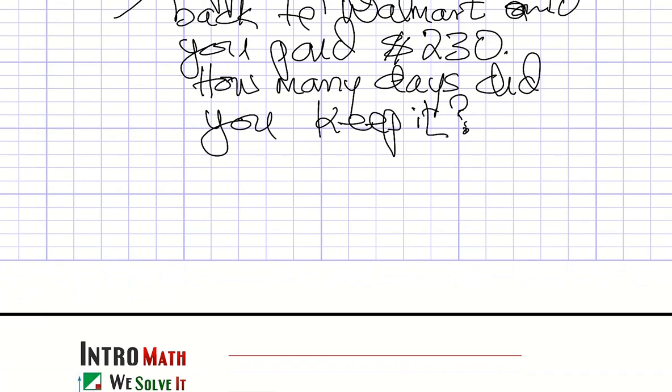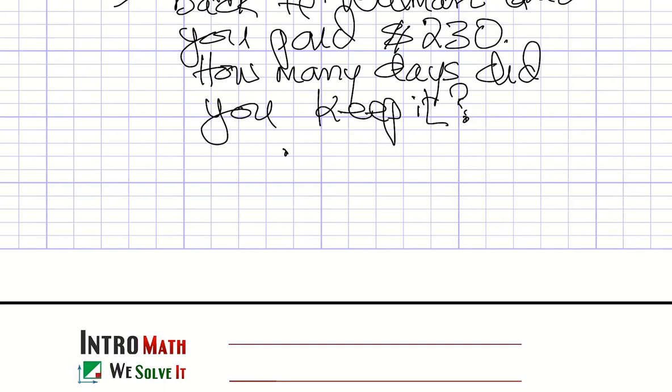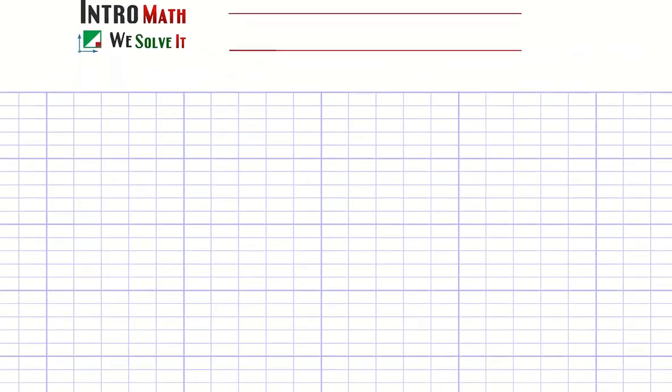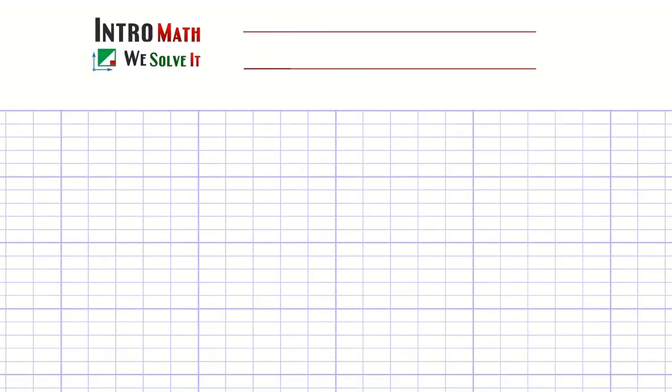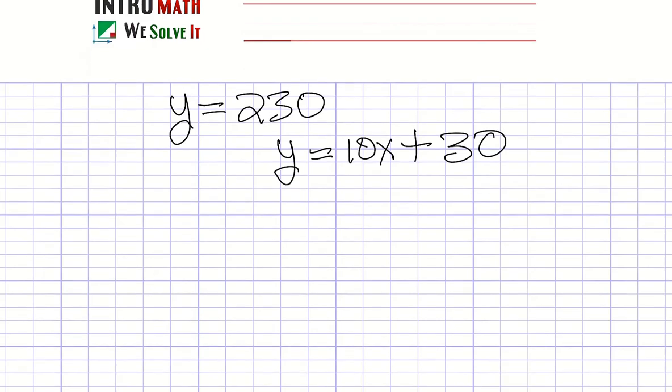Now, so you have a total cost, total price you paid, right? Don't forget the equation is y equals 10x plus 30, and you paid $230, right? So that means you went back there. y is equal to 230, and then you have y equals 10x plus 30. So now we're going to solve to determine the number of days. You solve for x. You put the value of y, solve for x. So you have 230 is equal to 10x plus 30.